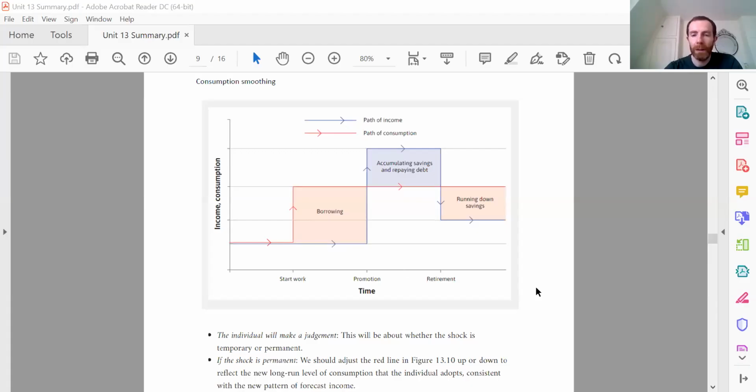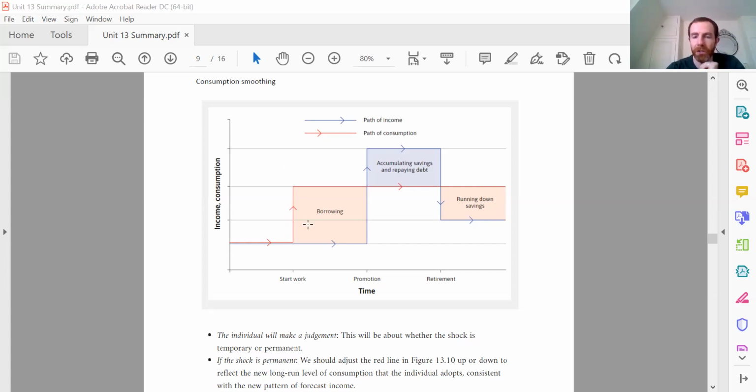Okay, so just picking up from where I stopped there. What we're going to go through now is a few diagrams that illustrate some of the things that households will do in response to shocks. So here, this idea of consumption smoothing.